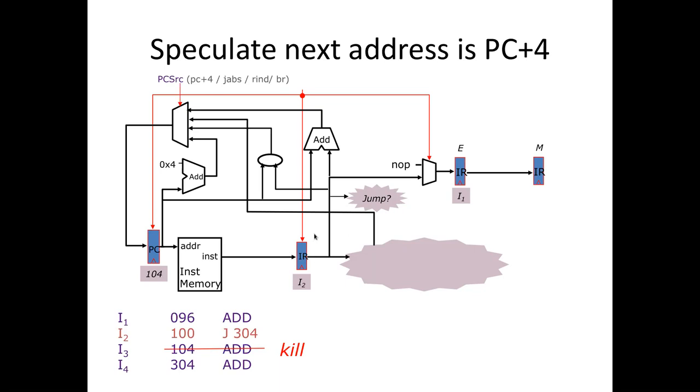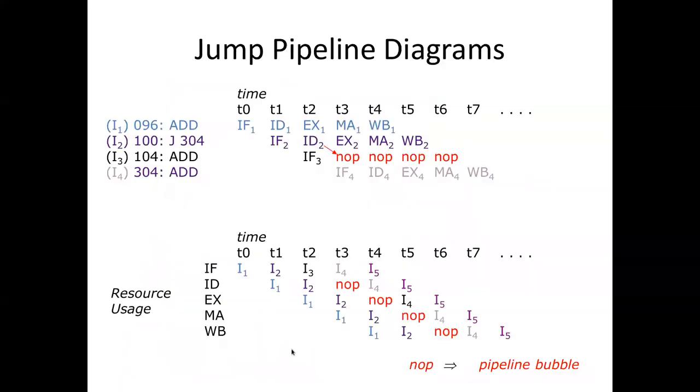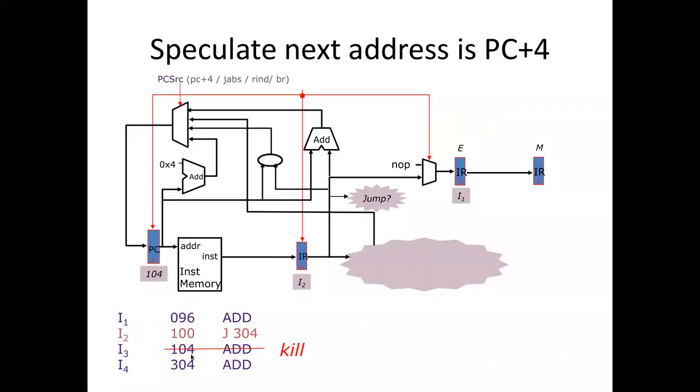For example, if we just have a jump instruction, after we've done the decode in this second stage, we'll know, oh shoot, this is a problem. We had to do a jump. And so then you can kill whatever's currently being fetched. Any questions?